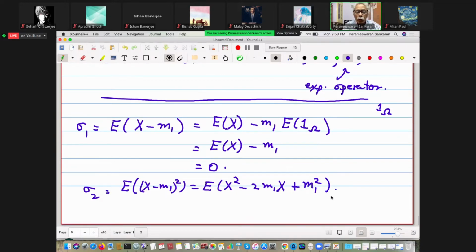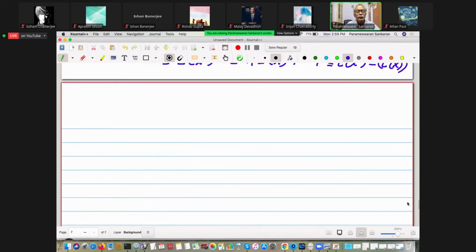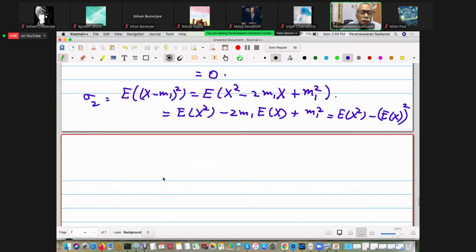Okay. So now again use linearity. This is the expectation of x square minus 2 m1 times the expectation of x, plus m1 square. But the expectation of x is m1. So I get E of x square minus m1 square, which is the same thing as E of x square minus (E of x) whole square. This is a standard formula. This is the way it is written. I just keep that.